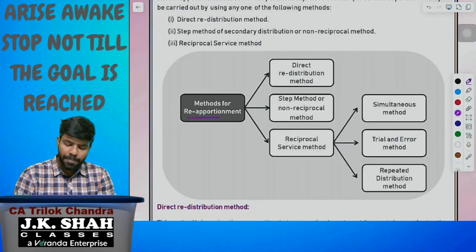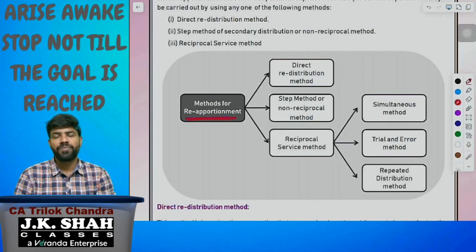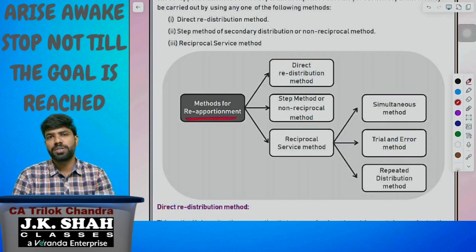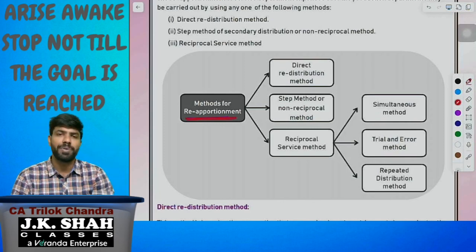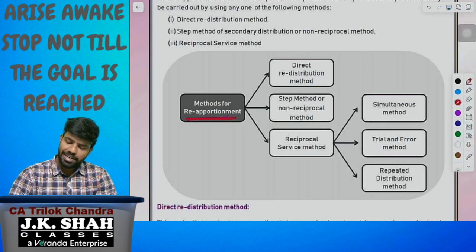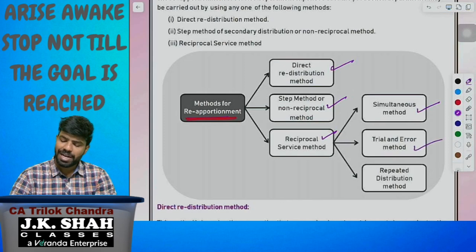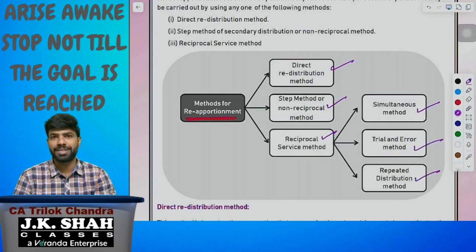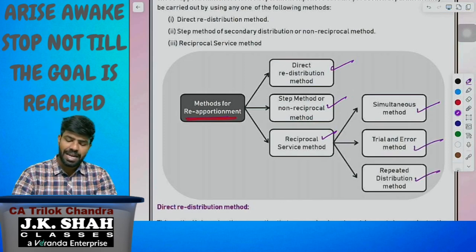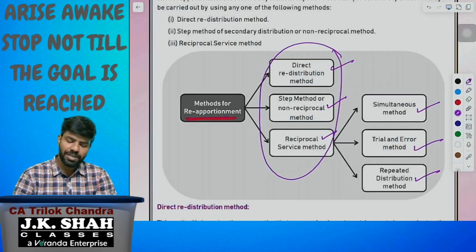Methods of reapportionment. One more name given is reapportionment. First apportionment is primary distribution. This is the reapportionment, secondary apportionment. Direct redistribution method, step method or non-reciprocal method, reciprocal method. Under reciprocal method, again we have three more methods: simultaneous equation method, trial and error method, repeated distribution method.